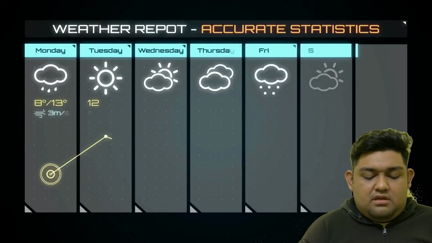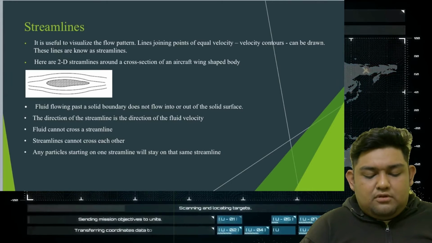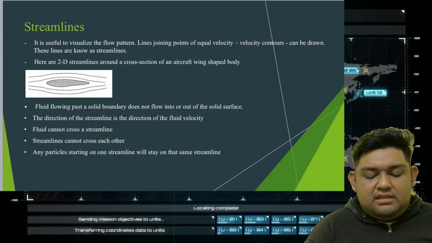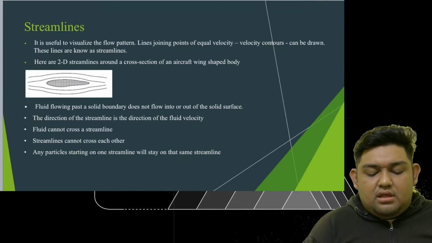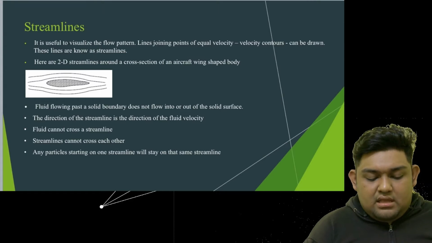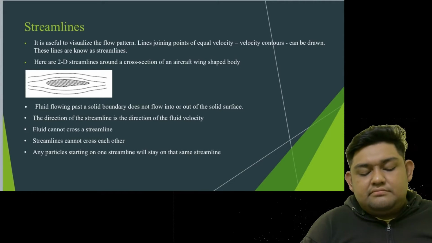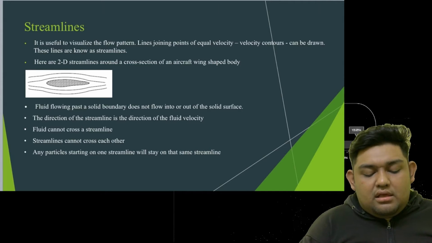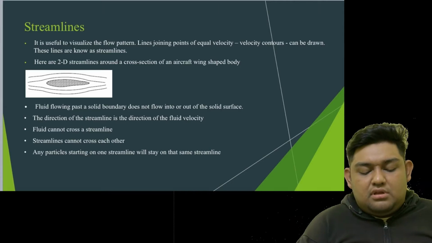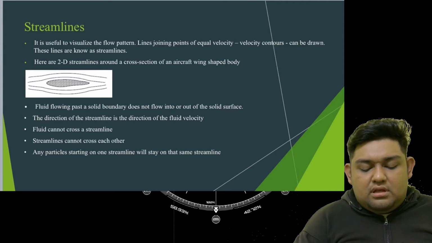First, streamlines. It is useful to visualize the flow pattern. Streamlines join points of equal velocity. These lines are not streaklines. Here are 2D streamlines around a cross section of an aircraft wing-shaped body.